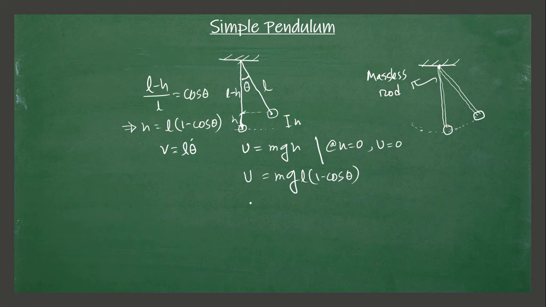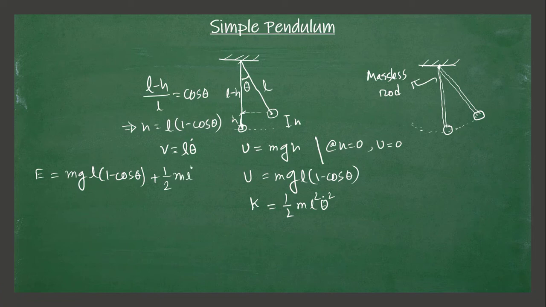So this means that the kinetic energy K will be equal to half mv squared, that is half m L squared theta dot squared. So the total energy here would be the sum of the kinetic energy plus the potential energy. Okay, so we can write down the total energy E to be equal to the potential energy mgL(1 minus cosine of theta) plus the kinetic energy, half m L squared theta dot squared.